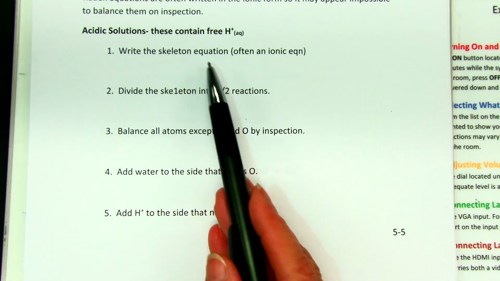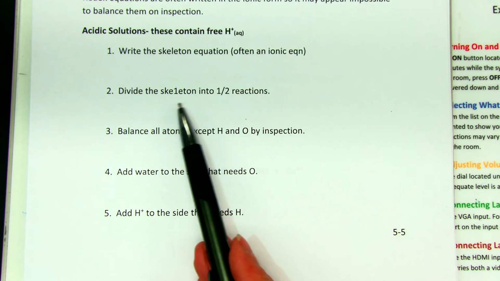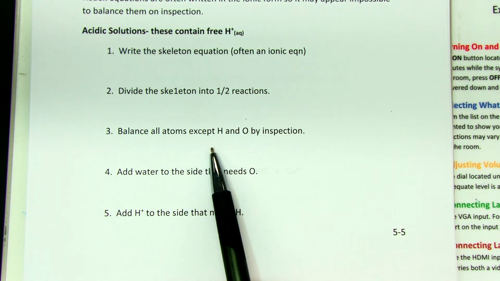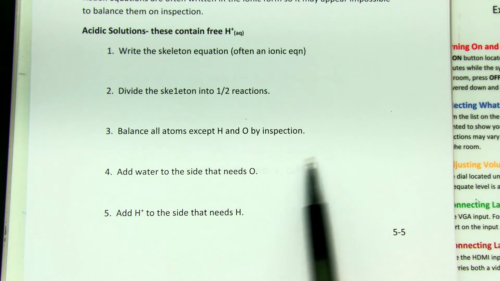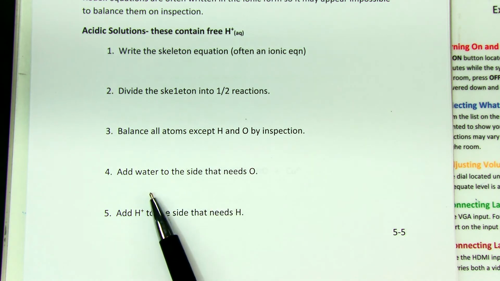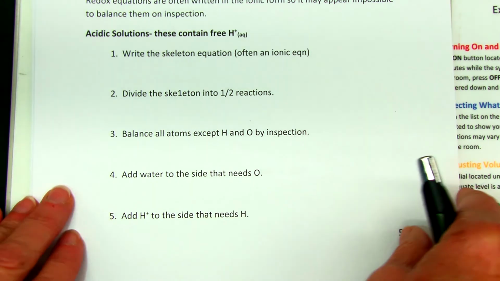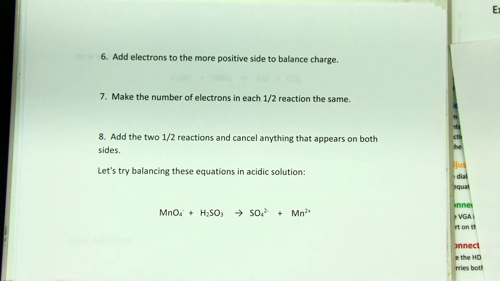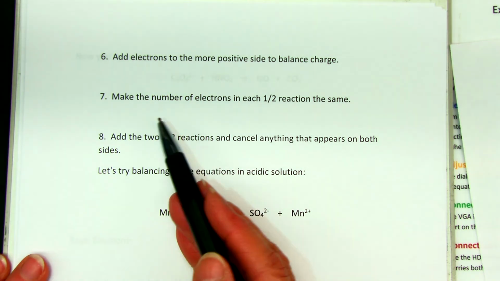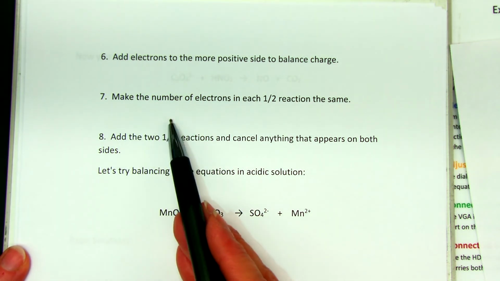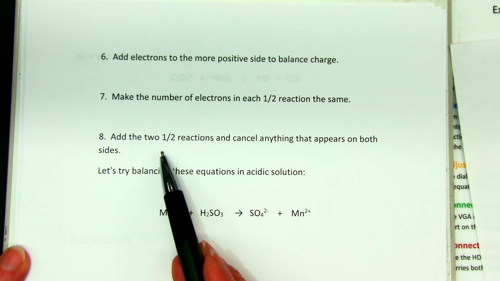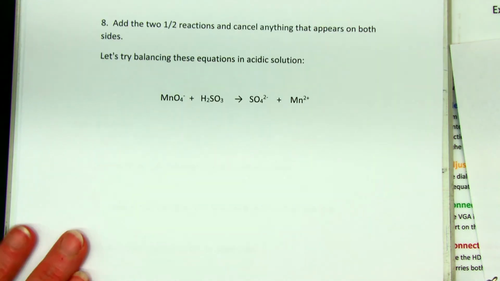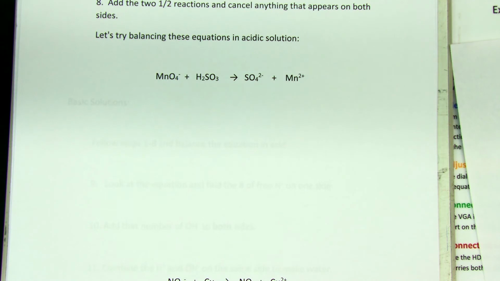So you write the skeleton equation, usually ionic, divide into two half reactions, balance everything except hydrogen and oxygen by inspection, as we've done before, add water to the side that needs oxygen, add hydrogen ions to the side that needs hydrogen, add electrons to the more positive side to balance the charge, then look at the two halves, make the number of electrons in each half the same, add them back together, and cancel out anything that appears on both sides. So it makes no sense without an example to explain it.